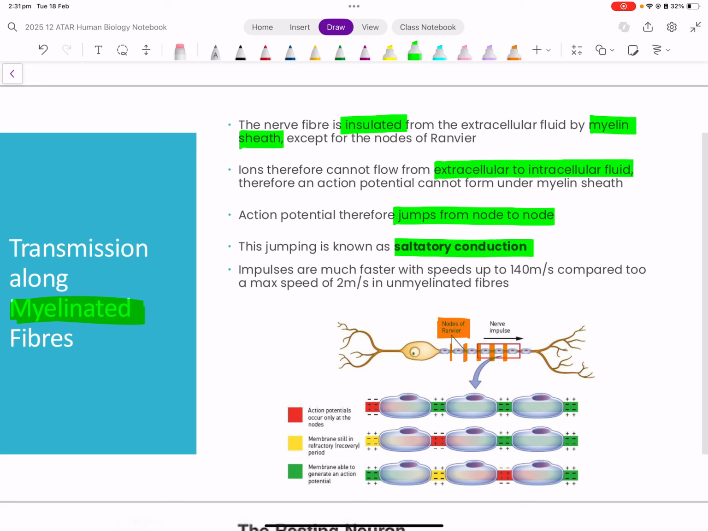These nerve impulses travel significantly faster than those on an unmyelinated fiber. For instance, an unmyelinated fiber can travel up to about 2 meters per second, as opposed to a myelinated fiber, which travels about 70 times faster, at about 140 meters per second. So how does this work?